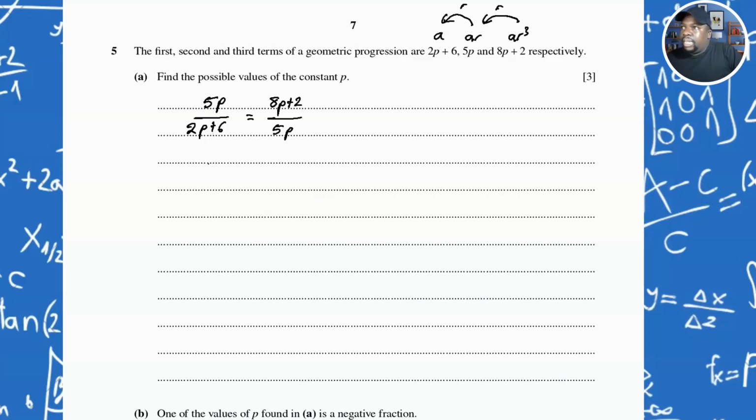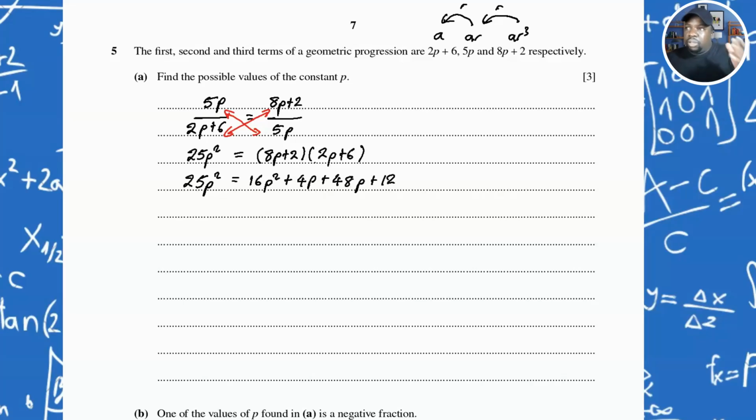So cross multiplying, we'll be having 25p squared if we multiply this 2. All right. And if we multiply this 2, this is going to be equal to 8p plus 2 of 2p plus 6. All right. So that's going to be 25p squared is equal to, expanding the brackets, 16p squared plus 4p plus 48p plus 12. All right.